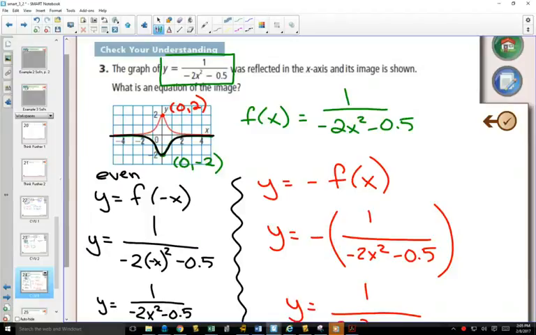Well, the negative 2 times, you can't ignore order of operations, right? So we have to square before we multiply. So we square the negative first, making it positive, and then that positive gets multiplied by the negative 2. So it does stay negative 2x squared.